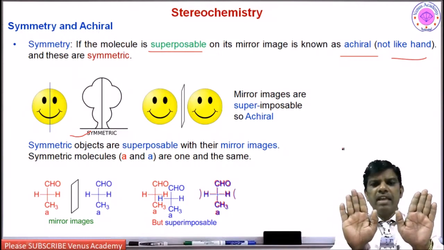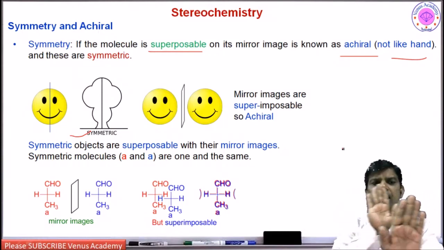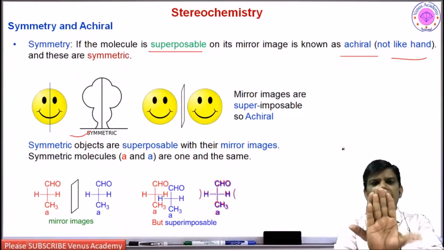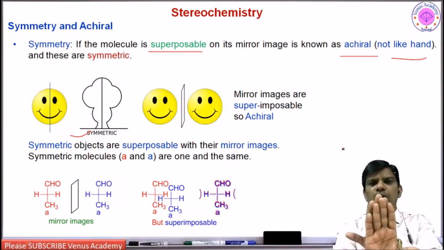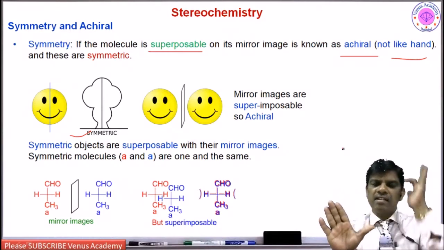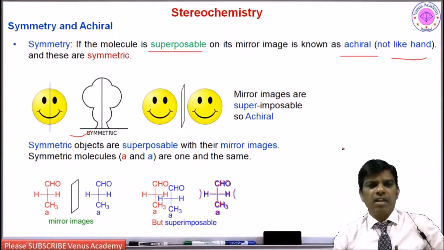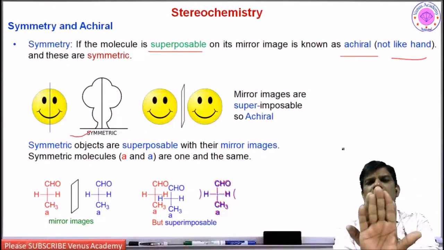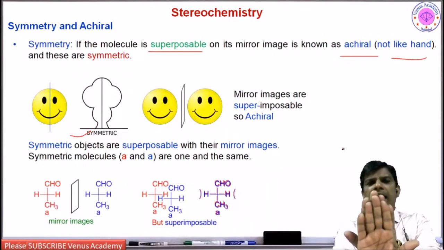Though they look like mirror images, I cannot superimpose them. I cannot put one hand over the other. Right? If I put like this, this side is thumb, this side is thumb. Is it superimposable? No. So chirality comes from the German word meaning hand-like structures. Hand-like structures are known to be chiral compounds or chiral molecules. So you cannot overlap one hand on the other hand, right?